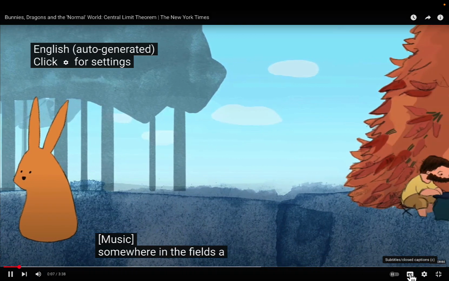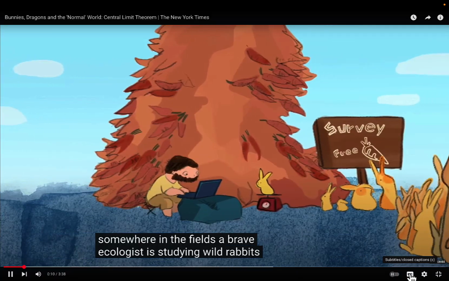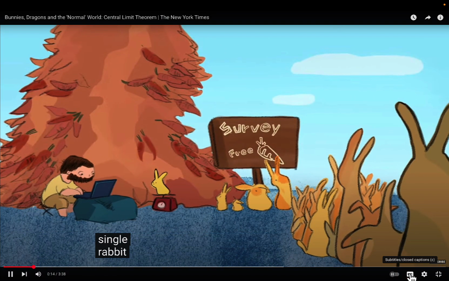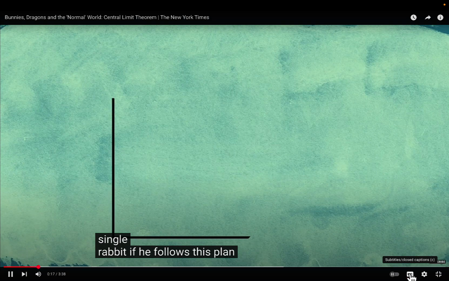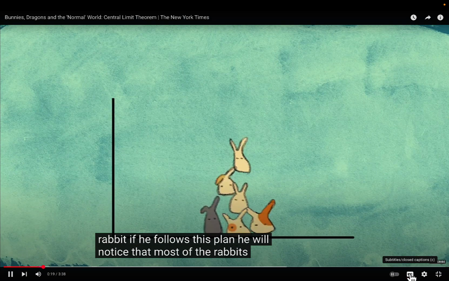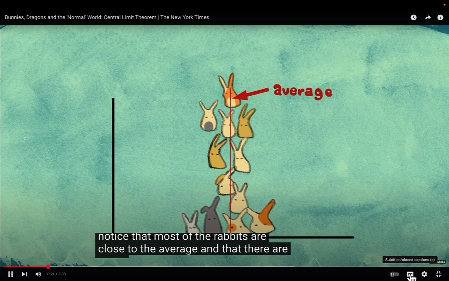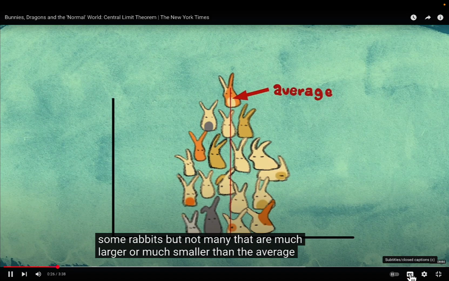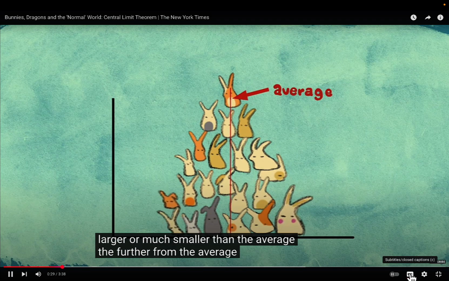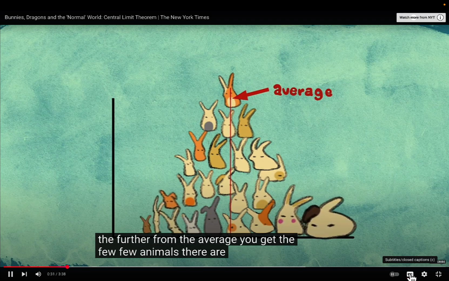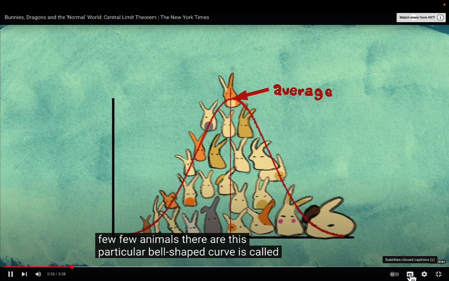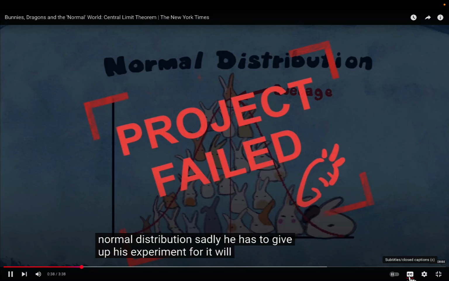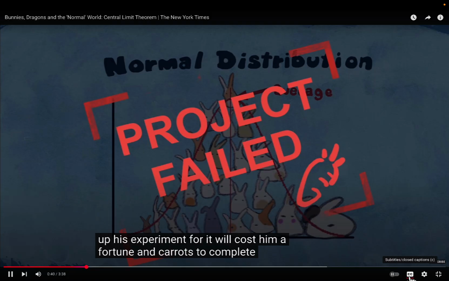Somewhere in the fields, a brave ecologist is studying wild rabbits. He plans to record the weights of every single rabbit. If he follows this plan, he will notice that most of the rabbits are close to the average, and that there are some rabbits, but not many, that are much larger or much smaller than the average. The further from the average you get, the fewer animals there are. This particular bell-shaped curve is called a normal distribution. Sadly, he has to give up his experiment, for it will cost him a fortune in carrots to complete it.